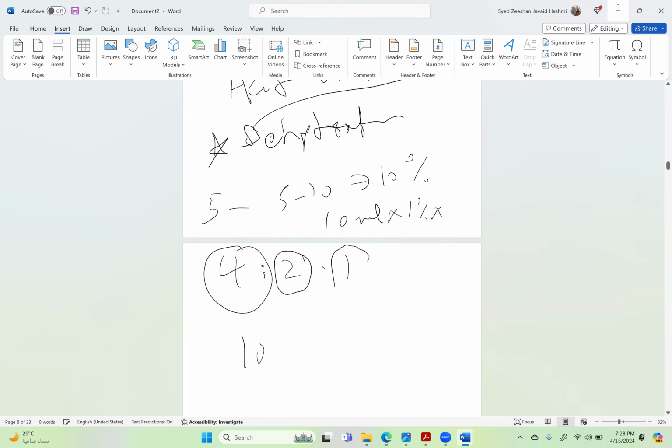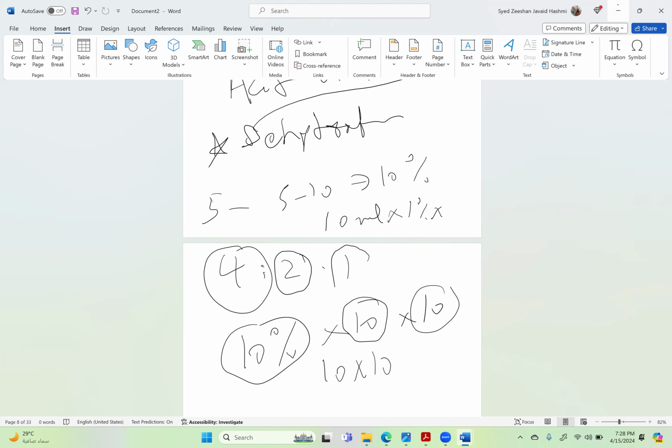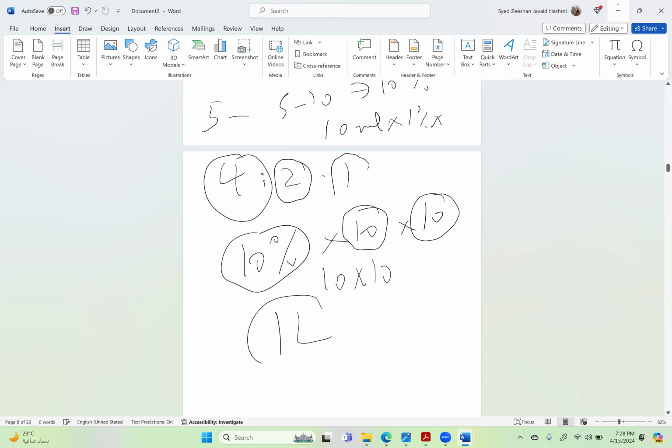For example, if it is 10% dehydration and the body weight is 10 kg, it is 10 multiplied by 10 multiplied by 10. So 10% for the dehydration, 10 kg is the weight, and 10 ml per kg for the dehydration. Okay, so it will be around 1 liter, but you will give it slowly.